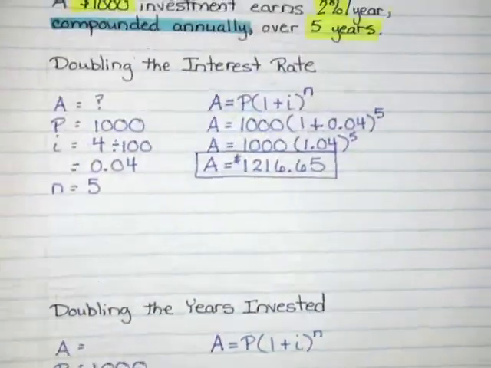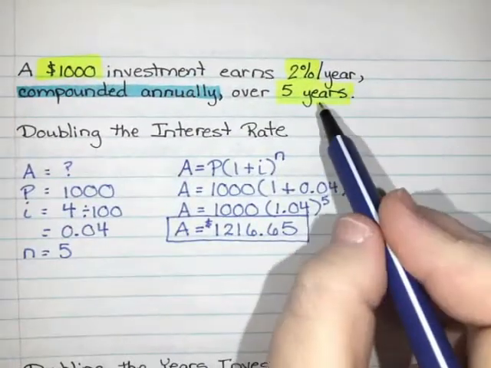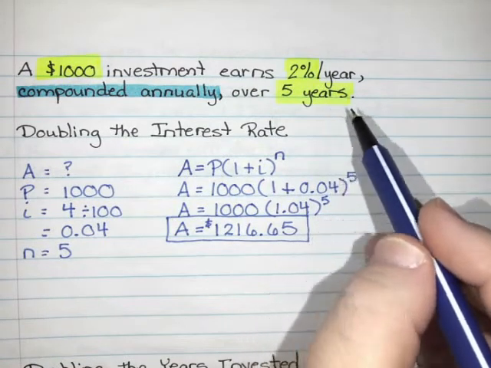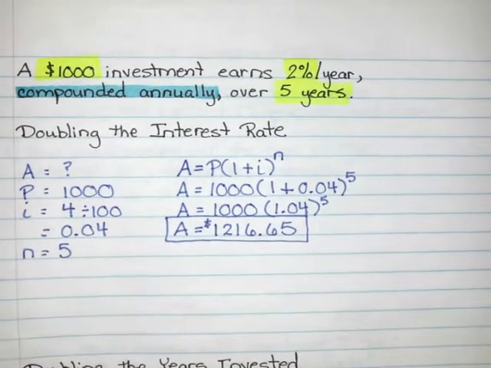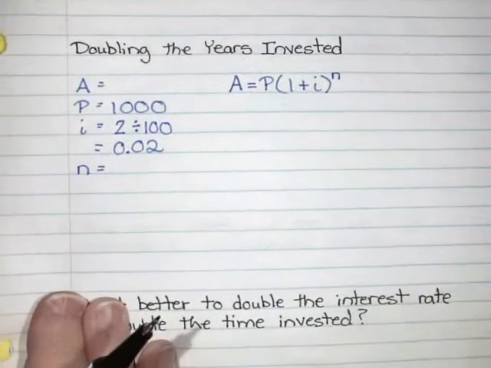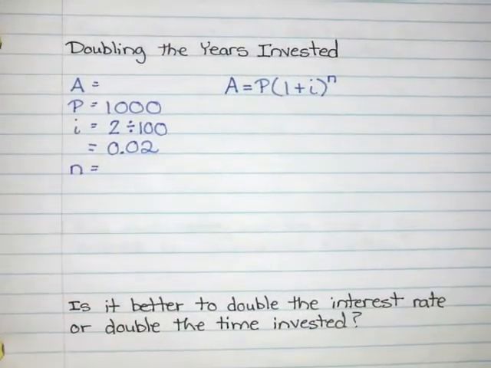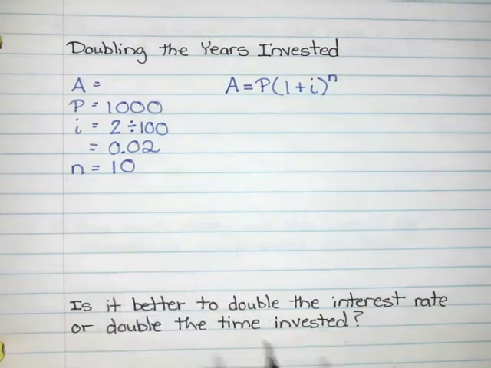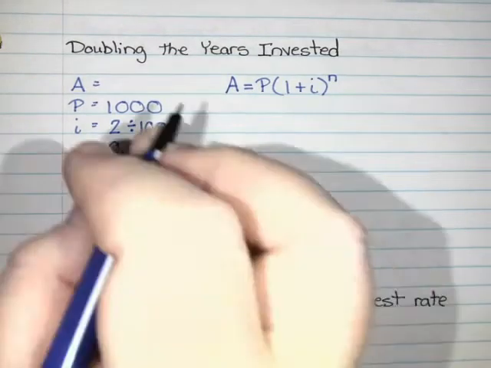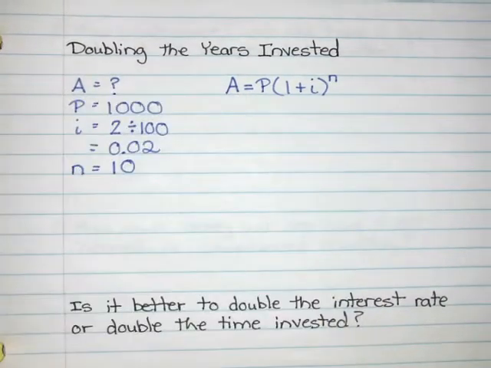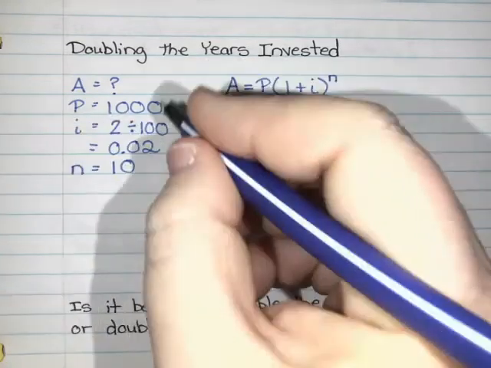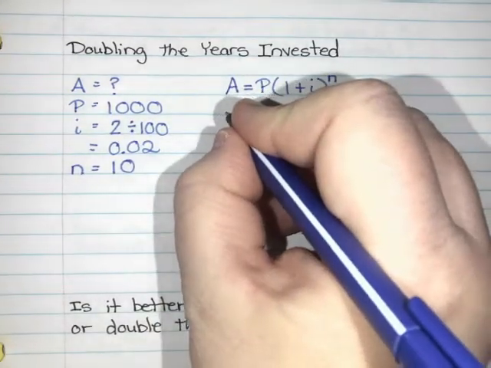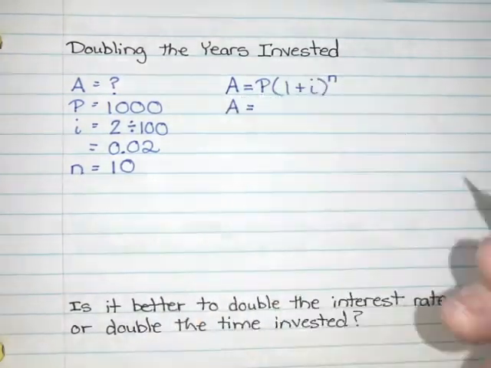Okay, and the last thing in my question is that we are investing for 5 years. That is the n, but I will remind you that we are looking at what happens when we double the number of years invested. So we're not going to invest for 5 years. We're going to double that, or times 2, and do 10 years. So my n value is 10. And then A is what we're trying to solve for, the final value. So I'm going to take all of those numbers, substitute them into the equation, and see what we get.